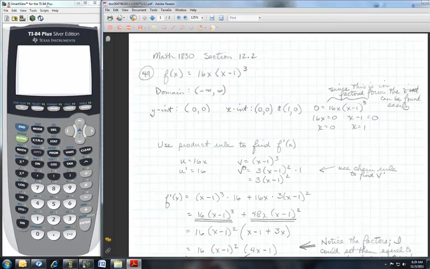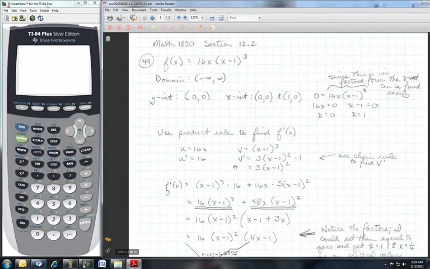U prime's not bad. V prime, I've got to use my chain rule. Remember, you have a parentheses raised to a power. You have to take power times coefficient, rewrite, decrease power by 1, times the derivative of the inside. And the derivative of the inside here is 1. And then I have to do a cleanup. Now, here's my product rule. I have v times u prime plus u times v prime.